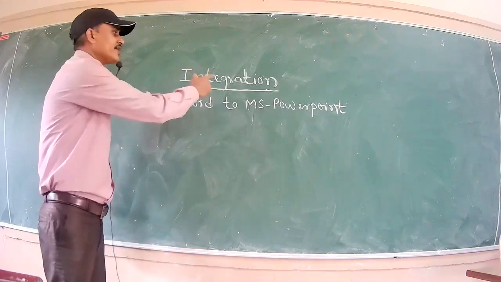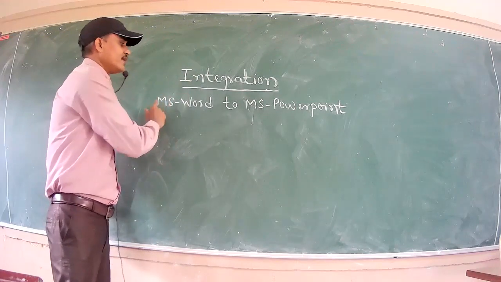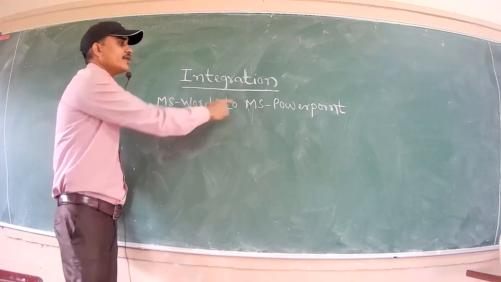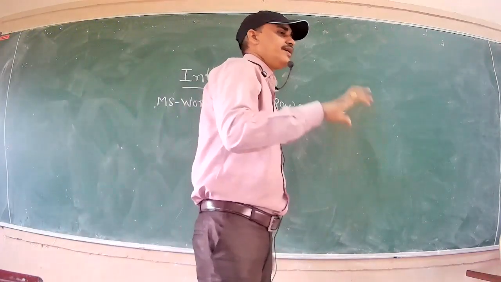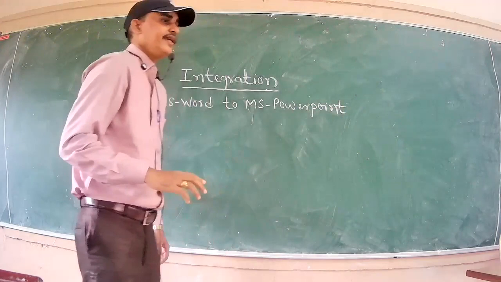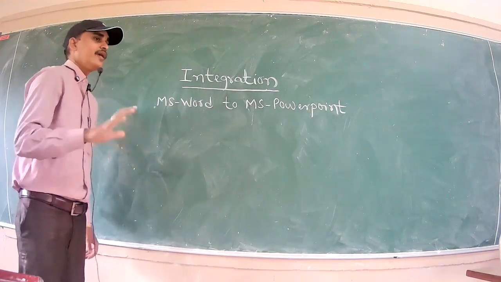As I told, the chapter title, integration, is called level 1. The subtitle, integration between Word to PowerPoint, is displayed at level 2, and the normal text explanation is displayed at level 3. Like that, information is arranged in different levels automatically.